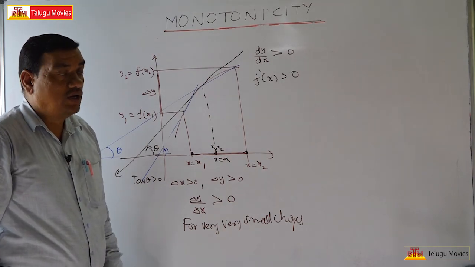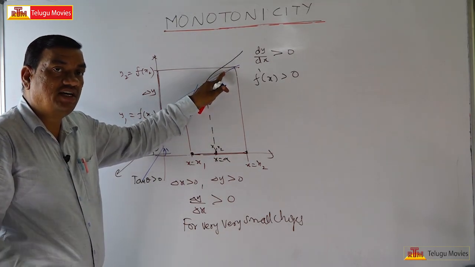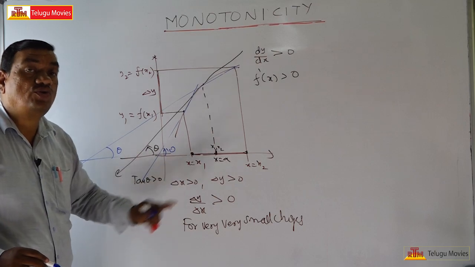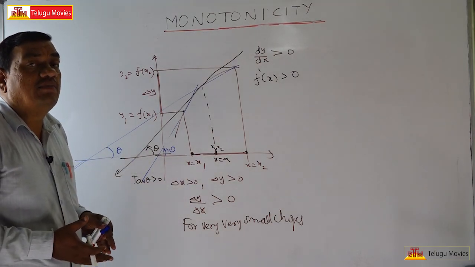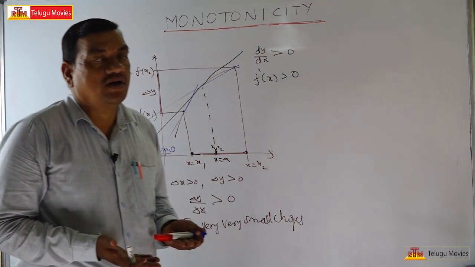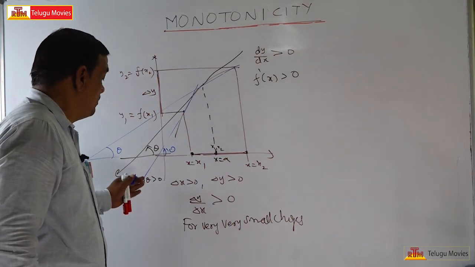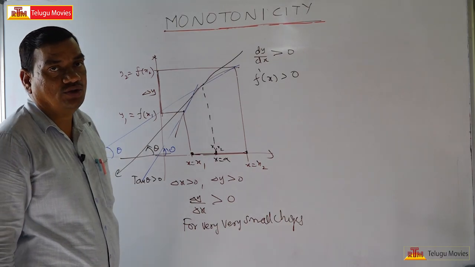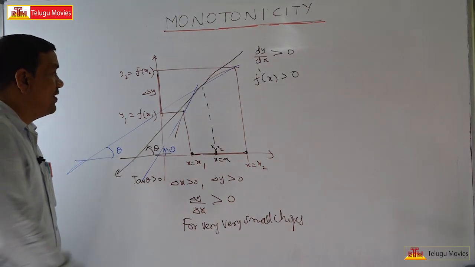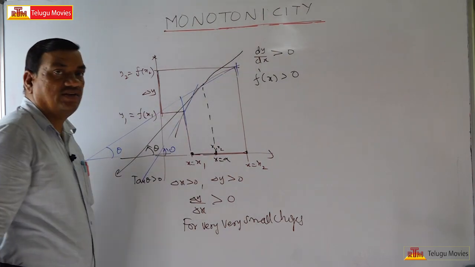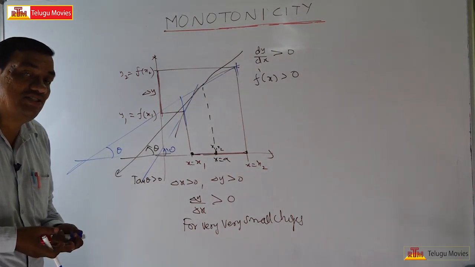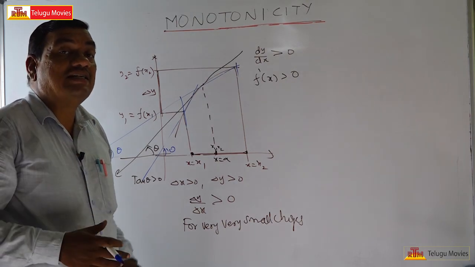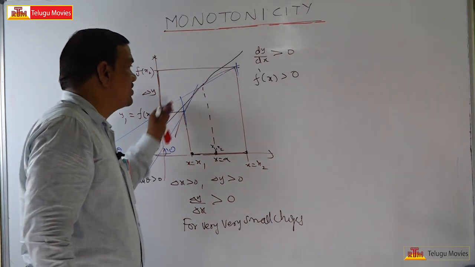wherever the point you take, if you draw a tangent at that point, it always makes an acute angle with the positive x-axis. Acute angle means what? 0 to 90, first quadrant. First quadrant means what? Tan theta is positive. Tan theta means nothing but the slope of the tangent, f dash of x, greater than 0. So from here onwards, we conclude that if you are able to show that f dash of x is greater than 0, then it is an increasing function, so that it has a monotonic nature. Monotonic nature means it is strictly increasing.